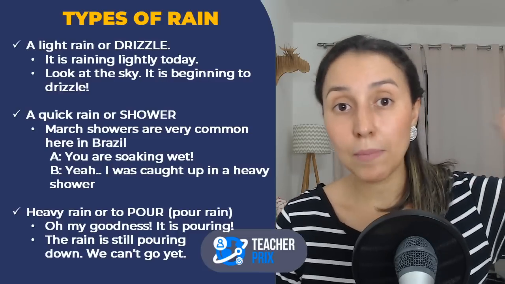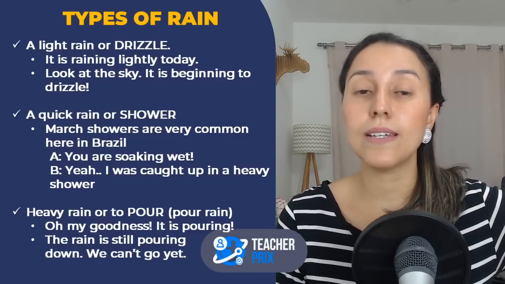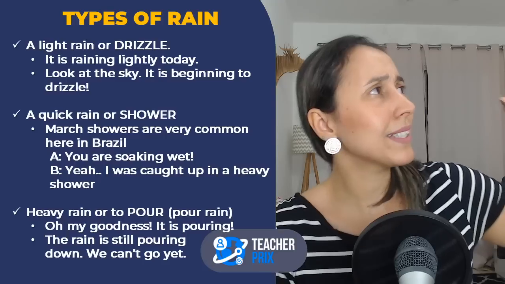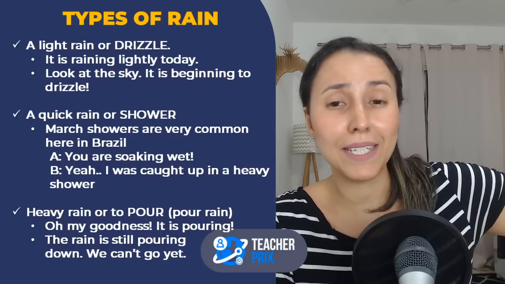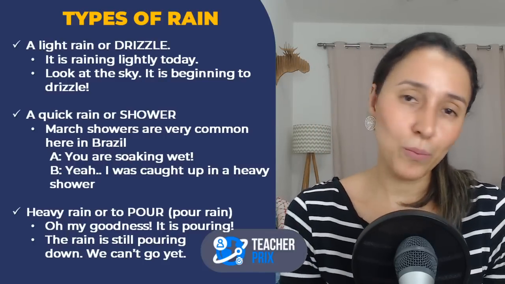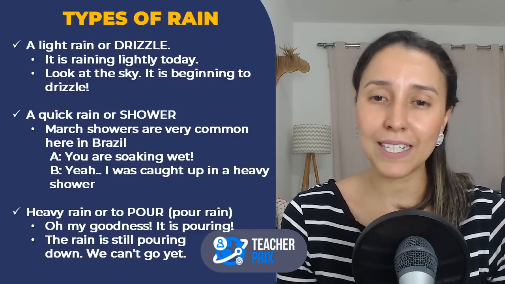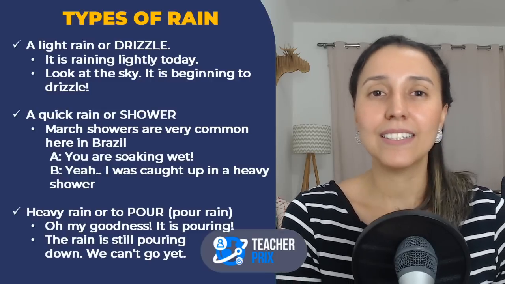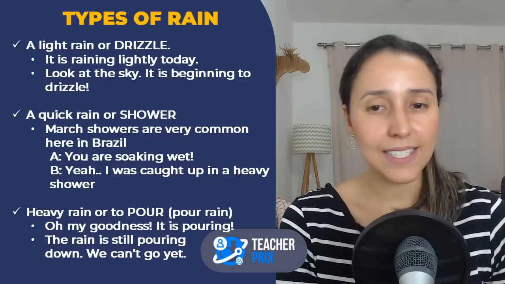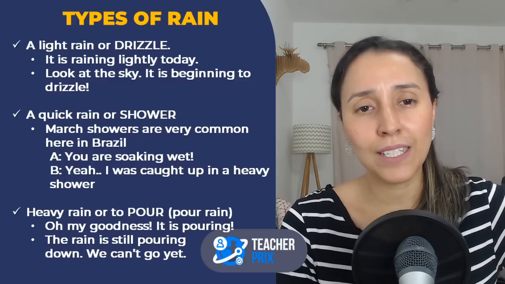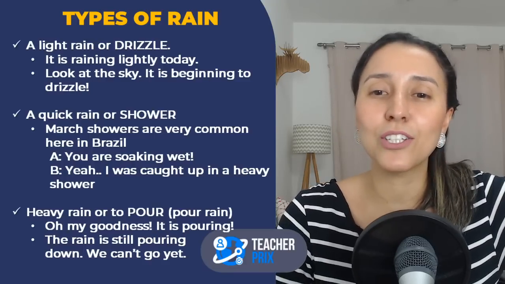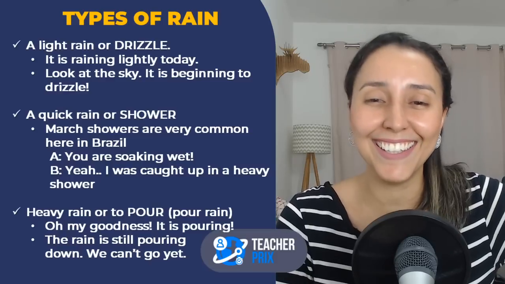Okay, you can give the same idea with drizzle. Oh, look at the sky. It's beginning to drizzle. What is that supposed to mean? Well, it's beginning to rain lightly. Okay, the rain is not strong. I can take it easy, just an umbrella should be enough. So this is the good kind of rain, I think.